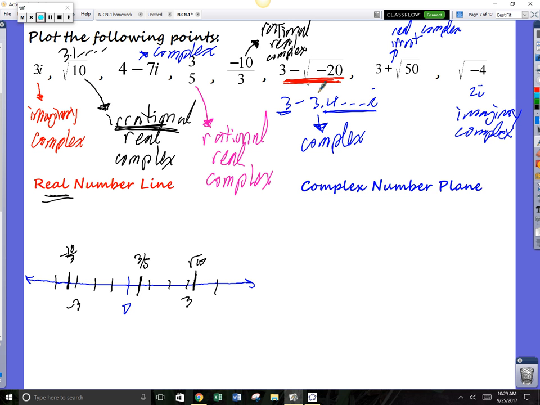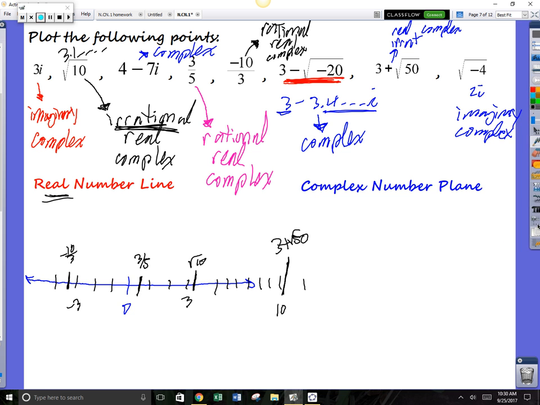Okay, the 3 minus this, that has an imaginary part, so that does not live on the real line. This one does. 3 plus square root of 50. Punch that in. What's 3 plus square root of 50? 10.0, so just barely after 10. So that's 1, 2, 3, 4, 5, 6, 7, 8, 9, 10. Here's 10. There's 11. Right there after 10 is 3 plus square root 50. So to figure out where they go on the number line, probably approximate them to a decimal, and that's the easiest way to find them.